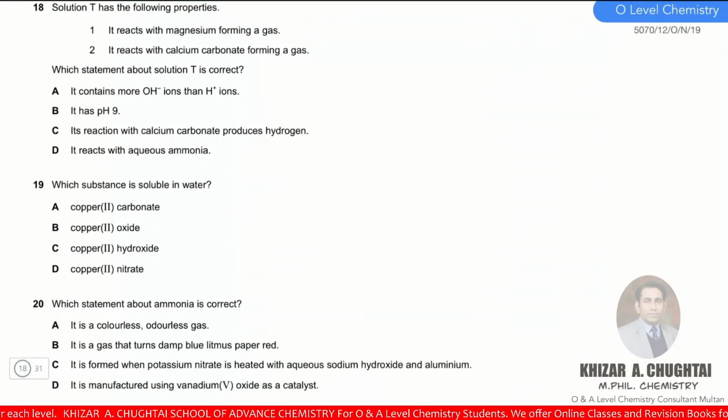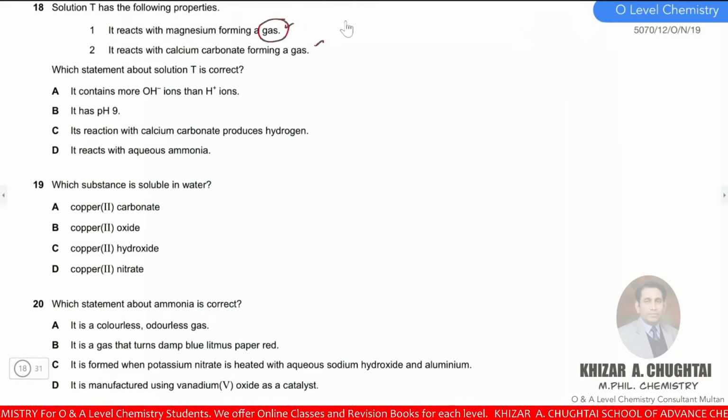Question number 18. Solution T has the following properties. It reacts with magnesium forming a gas. It reacts with calcium carbonate forming a gas. So solution T is having a compound that can react with a metal like magnesium to make a gas.